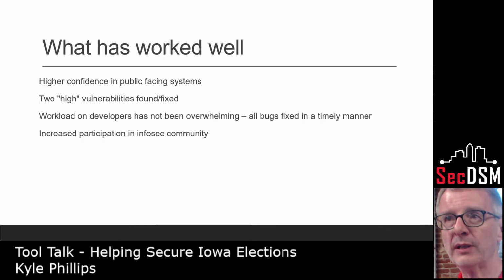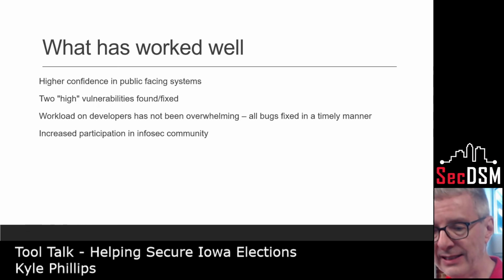One of the things sometimes people worry about when doing vulnerability disclosure is that it's going to overwhelm your development staff with a whole bunch of things to fix. And we were worried about that too, but we took the dive, and that never happened. I'm going to talk a little bit more about how things have been up and down with the program in terms of participation on the next slide. Another thing that's worked well for us is the VDP has allowed us to be more involved in the InfoSec community. So being here tonight is an example of that. Our office is also working with DMAC and Iowa State, working with their cybersecurity students and trying to get them interested in election security and in programs like this one.